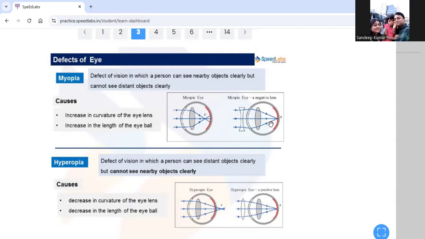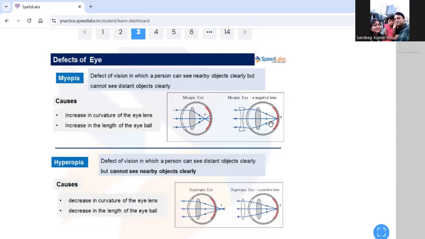Hypermetropia, what happens, children? Here, the person can see the distant objects clearly, but nearby objects appear blurred to him. The light rays which come from the nearby objects meet behind the retina. To rectify this defect, we use a convex lens, a converging lens. The light rays will first converge, then again converge at the retina.